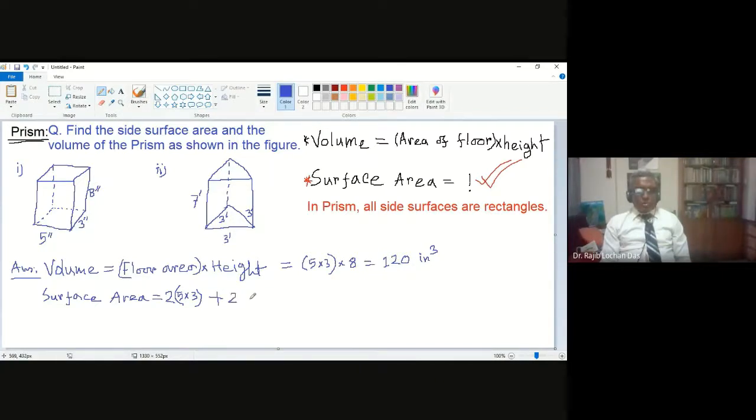Then 2 into left and right. What is the left and right? That will be 8 into 3. So 2, because left side is 8 into 3. Right side is also 8 into 3. And another one is front and back. So what is the front side? What is the front surface area?